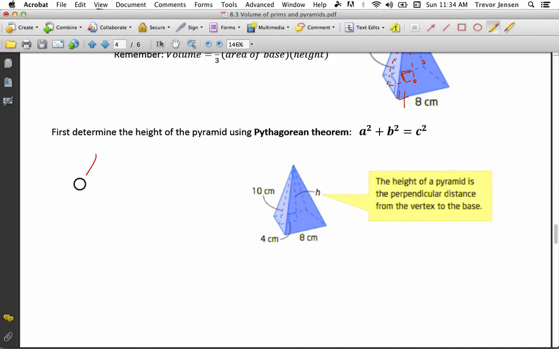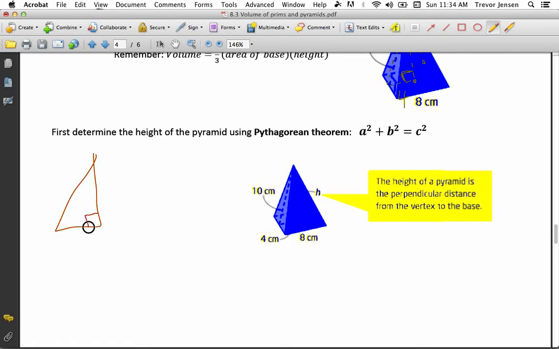I've got my right triangle. I've got my right angle. And I've got two of the three pieces of information. I know that this side is 10 centimeters. I know that the bottom side is 4 centimeters. I'm looking to find the height. Remember, the legs we label with a and b, and our hypotenuse, the side across from the right angle, we label with c. And I know that a squared plus b squared equals c squared. The Pythagorean theorem tells me that.